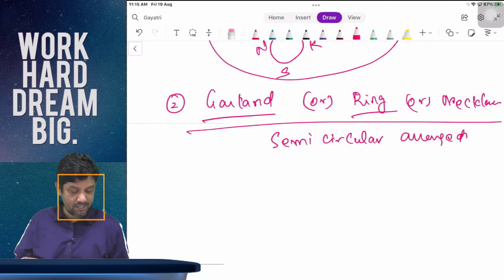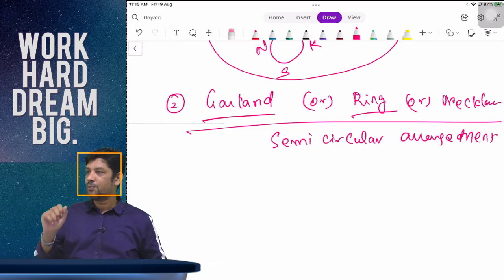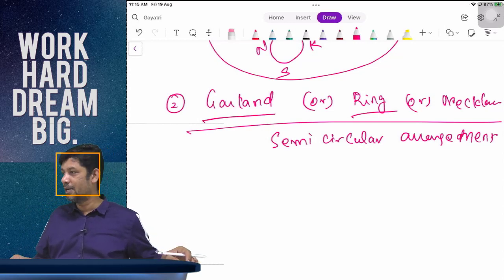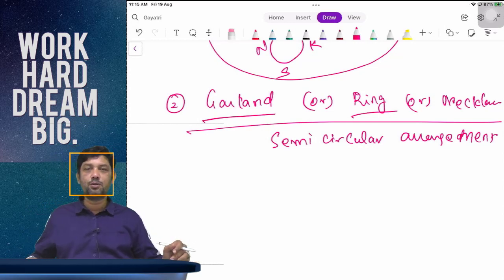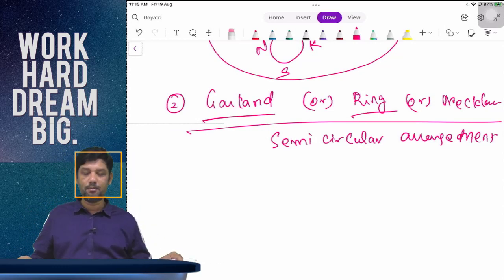Sir, I didn't get it, sir. Why is it semicircular? A garland is a full circle only. You have seen a garland, right? At least you have attended marriages. At least North Indian students, for South, yes, we prefer garlands in our marriages.